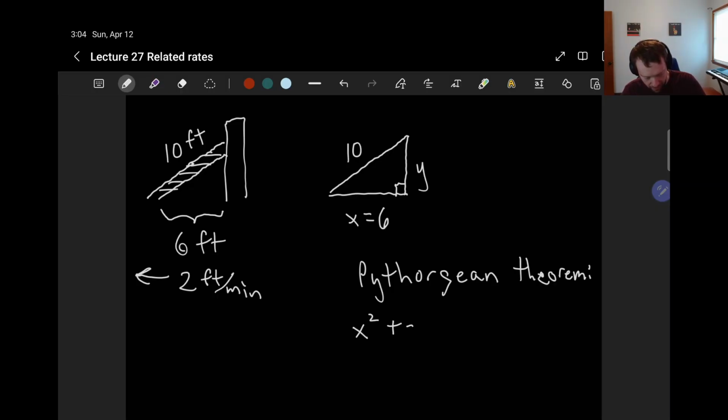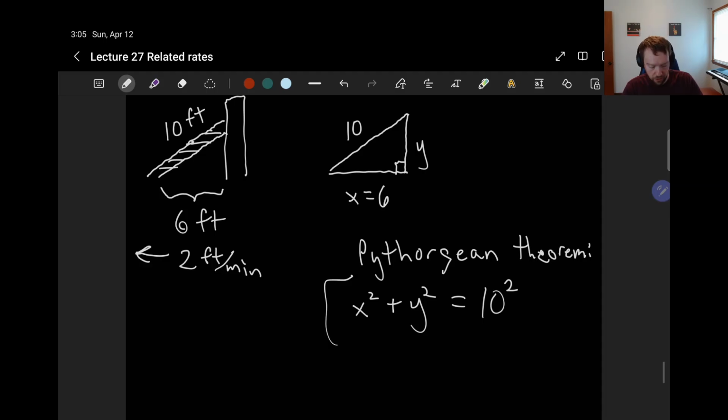Pythagorean theorem says that x squared plus y squared equals 10 squared, since 10 is the longest side. So you have this relationship with any right triangle, any triangle where you have a 90-degree angle like that. So here's their relationship. It wasn't given in the problem, we had to find it.